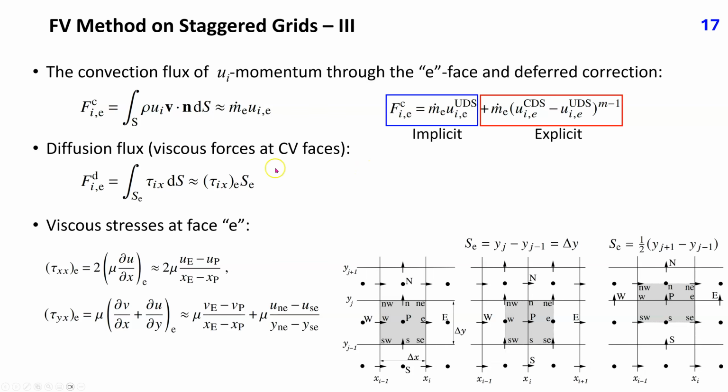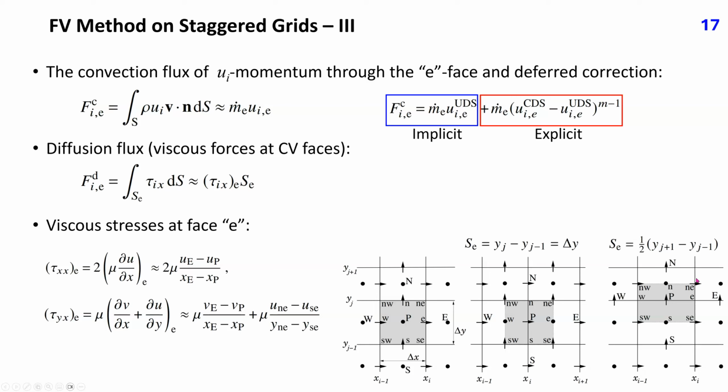To compute viscous forces at cell faces, that is, diffusion fluxes, we need to approximate viscous stresses at cell faces. At the E face, we need tau xx for u velocity and tau yx for v velocity. Central differences are almost exclusively used for this purpose. The derivative of u in x direction is approximated as the difference between velocities at nodes E and P divided by distance. The same kind of approximation is used to compute the shear stress at the east side of the control volume for v velocity.